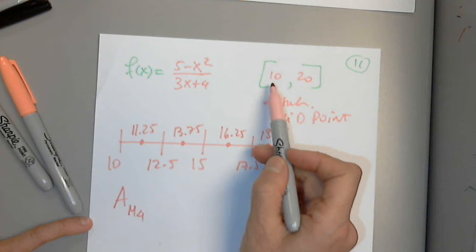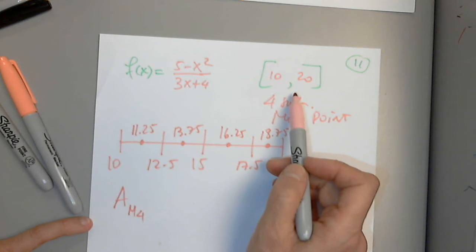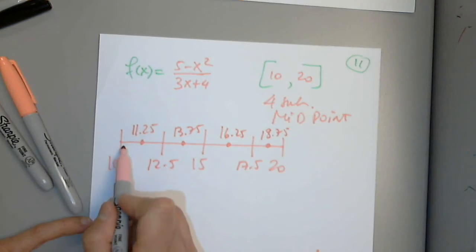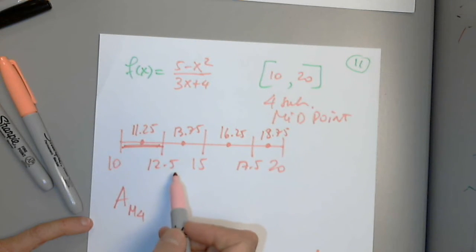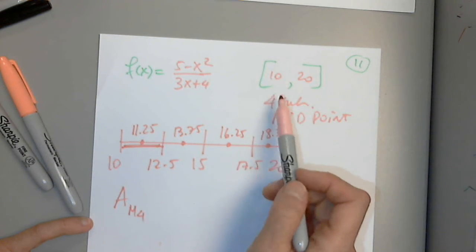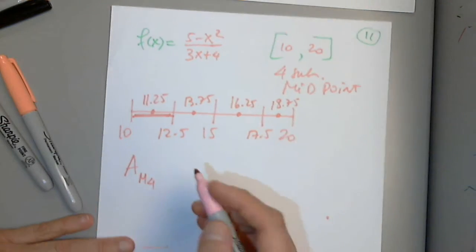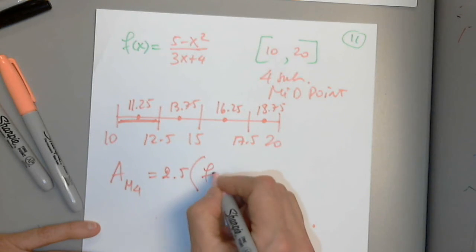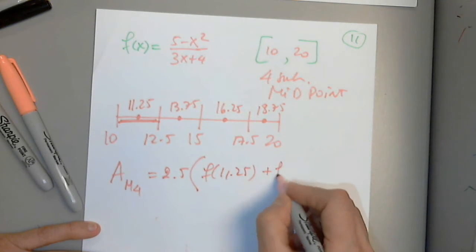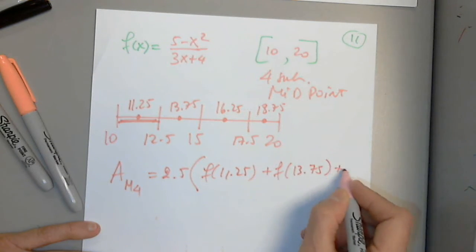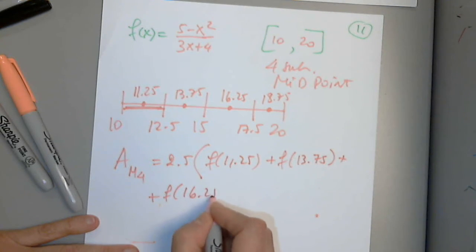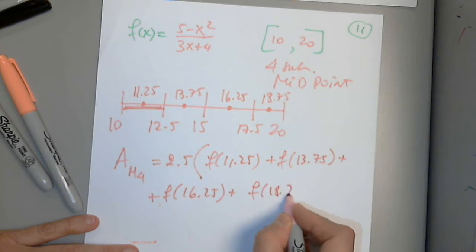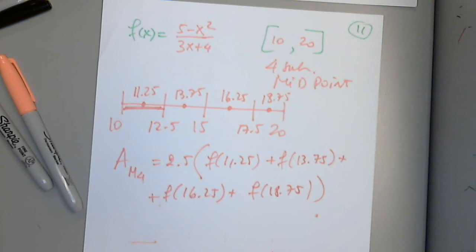So then I have the area with a midpoint, 4 subintervals. 20 minus 10 divided by 4 is the width of this interval, which we know is 2.5. So now I have 2.5 outside, and then f of 11.25 plus f of 13.75 plus f of 16.25 plus f of 18.75. Of course, this will be a better approximation. The midpoint is always a better approximation of the actual area.